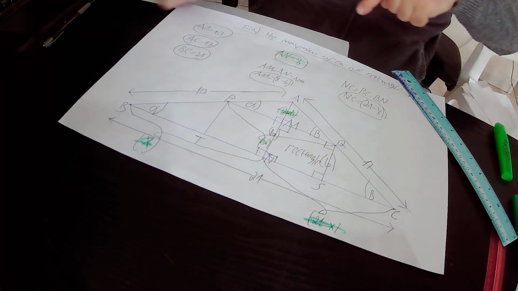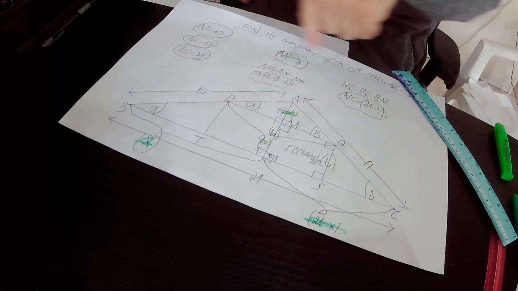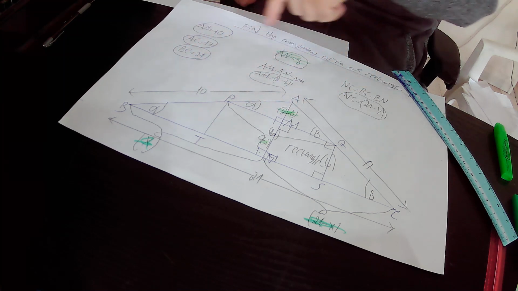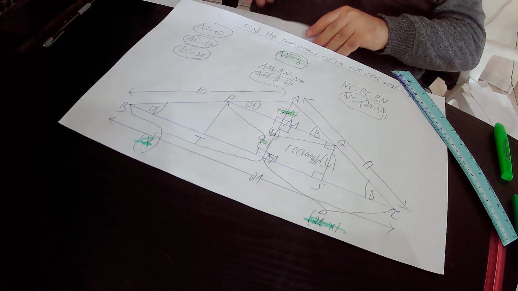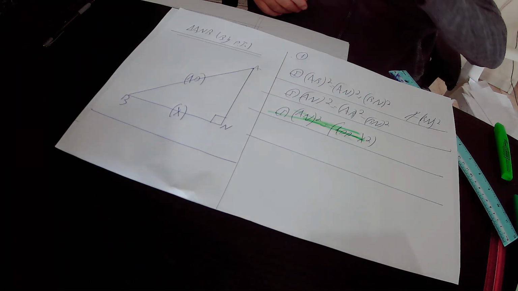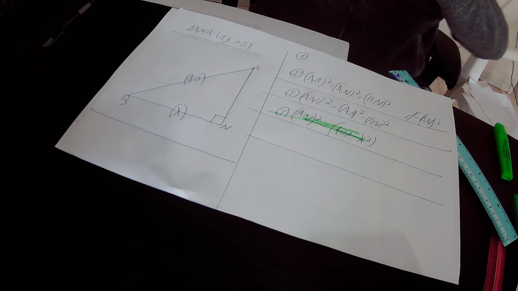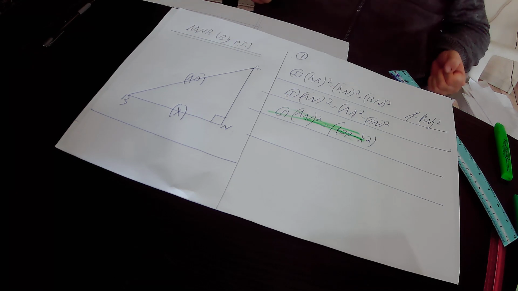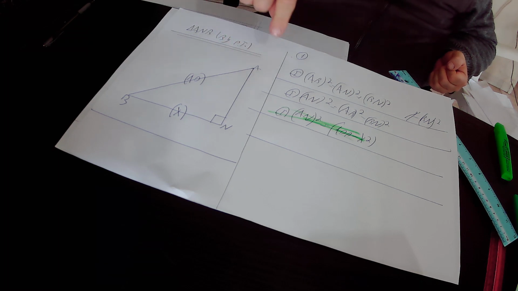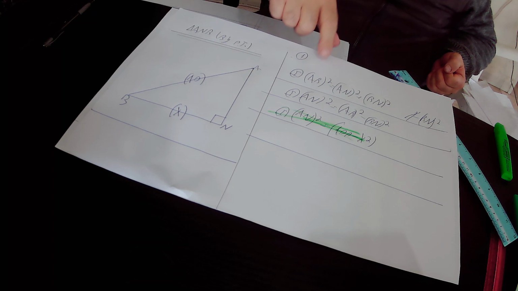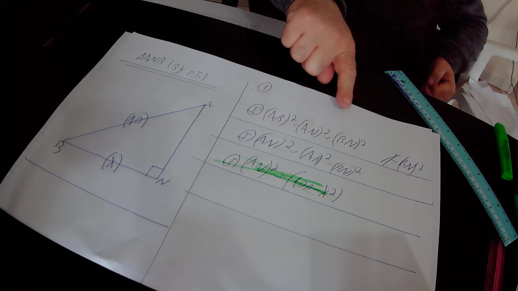In the next step, I copied this right triangle ABN onto a new page, and we applied the Pythagoras theorem to this right triangle. This is the right triangle ABN that comes from the original diagram. According to the Pythagoras theorem, in any right triangle, the square of the hypotenuse equals the sum of the squares of the other two sides. So in the right triangle ABN, it means that AB square equals AN square plus BN square.